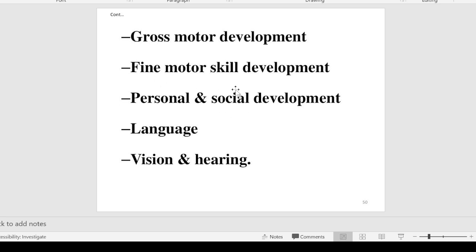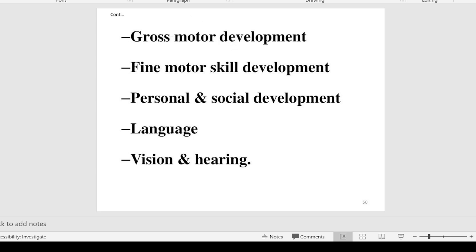The second development is social development. The third is language development. Then sensory development, then moral development, psychological development. So there are different types of development. In this I am going to discuss motor development, social development, psychological development, language development, sensory development, moral development, intellectual development, and spiritual development. So many types of development are there. Among that, first I am going to discuss motor development.